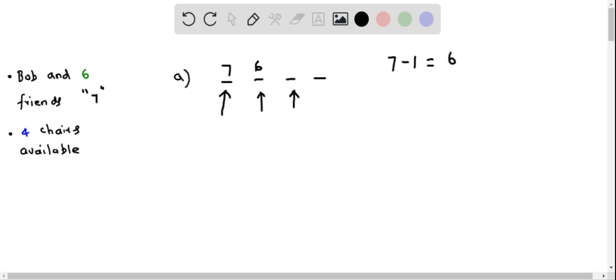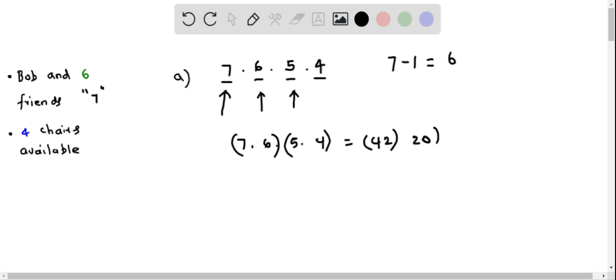And similarly, in the third chair, we now have two persons already seated in the first two chairs. So therefore, five persons can sit in the third chair, and in the fourth chair, four persons can sit. So now we have to multiply these numbers. So this many ways the persons can sit in the four chairs. That is 7 times 6 times 5 times 4. I will multiply like this: 7 times 6 is 42, and 5 times 4 is 20.